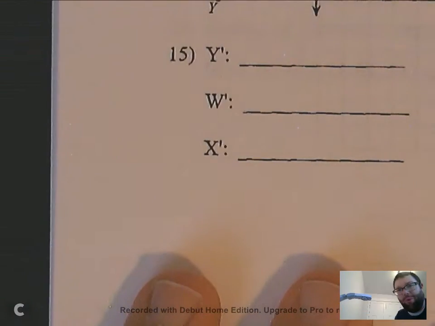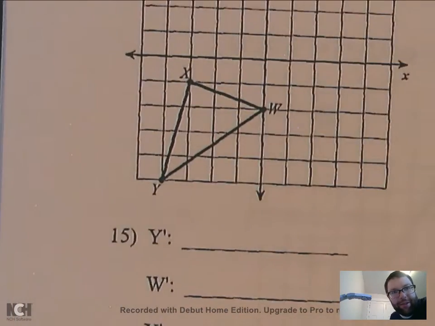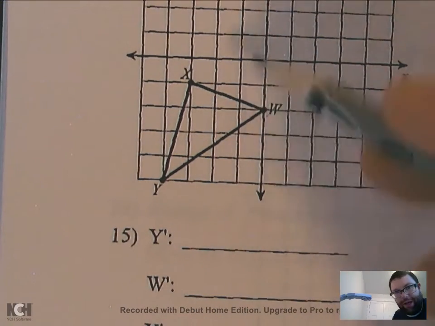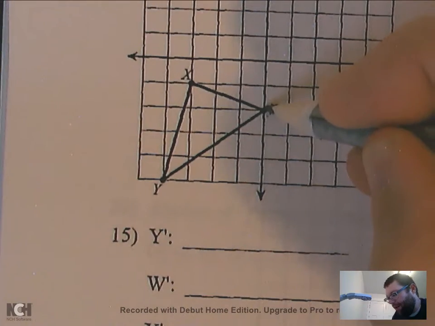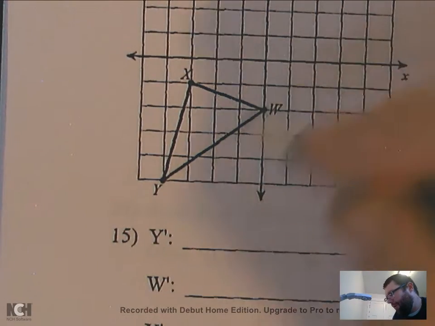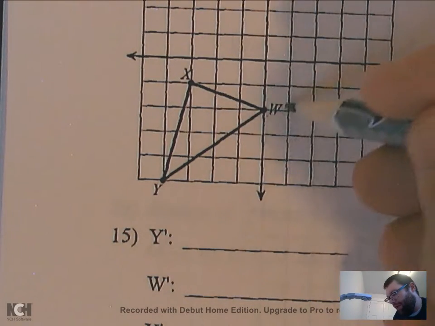Let's try another one. Let's look at reflection across the y-axis. So on this one, we're reflecting across the y-axis. Now, this is the y-axis, right? W is already on it, so it's like already on the mirror, right? So we don't do anything with it. W and W prime are the same.